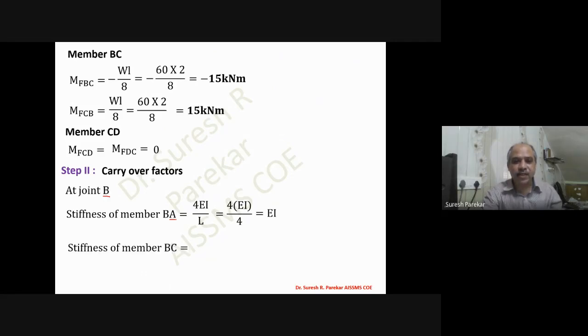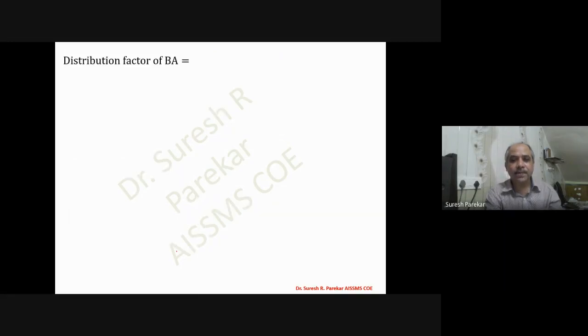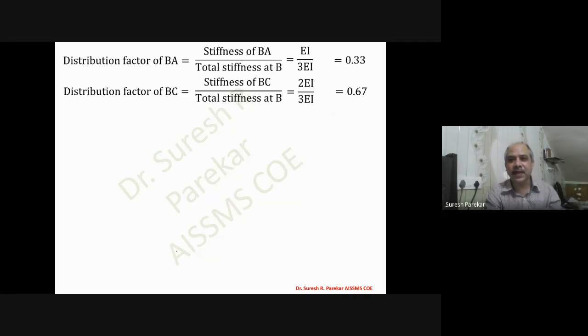Now I will go to stiffness for BC. I have considered joint C, so the farther end is C, and the farther end is again continuous. So again I have this value as 4EI upon L, which gives 2EI. So total is 3EI at B, and then the values will be 0.33 and 0.67. The total should be 1 again. That we have to take, or we will write 0.33, 0.66. That should not be the case. You have to say 0.33 and 0.67, so that the total is 1, not 0.99.